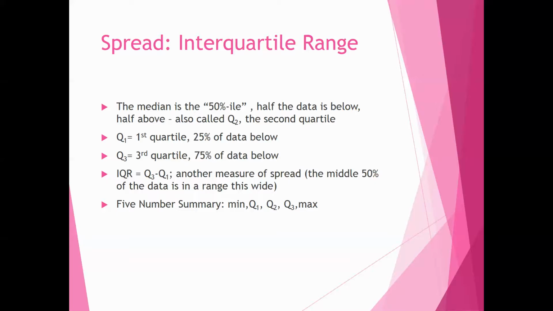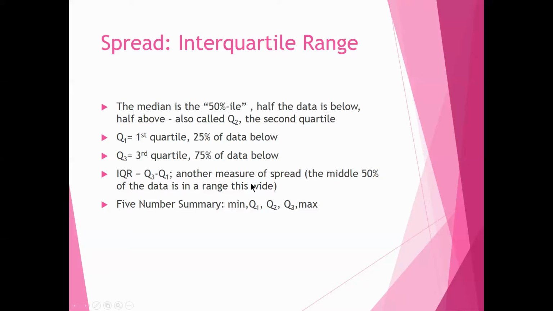Another measure of spread is what's called the interquartile range. So the median is the 50th percentile. Half the data is below and half is above. It's also called the Q2, the second quartile. Q1, the first quartile, 25% of the data is below. Q3 is the third quartile, 75% of the data is below. And the interquartile range is Q3 minus Q1. It's telling you that 50% of the data is in a range that wide.